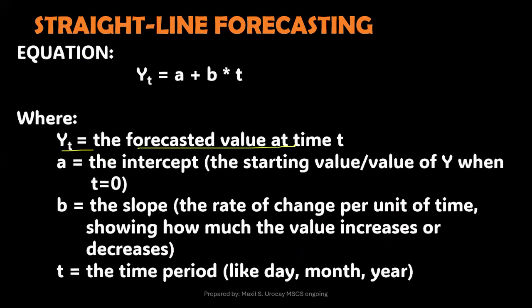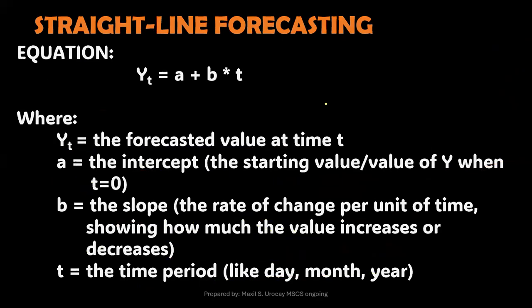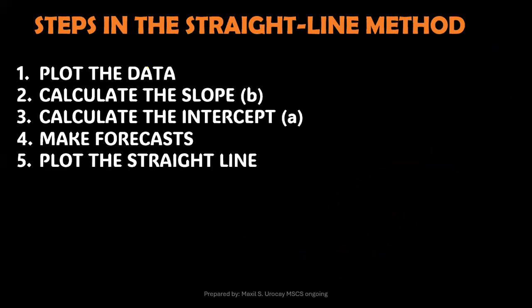This is the forecasted value at time t, and this is the intercept a, the starting value, or the value of y when t is equal to 0. This is the slope b, the rate of change per unit of time, showing how much the value increases or decreases. And t is the time period, like day, month, or year, that we're trying to forecast. There are steps in the straight line method as well.